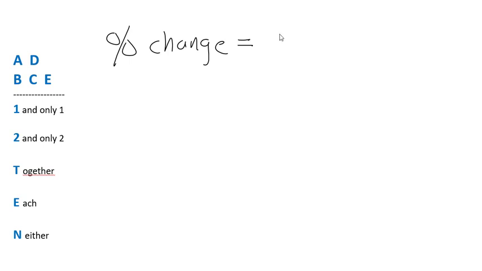Percent change is equal to what we'll call the new number, minus what we'll call the original number, divided by the original. New minus original over original, you could say new minus old over old.